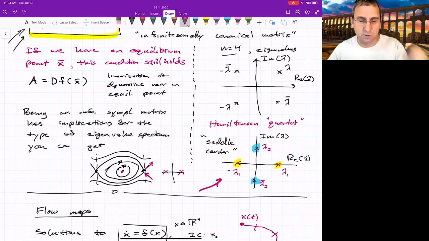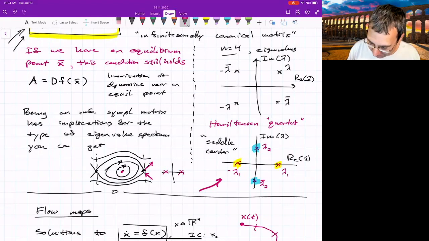If you have n equals 4, n equals 6, n equals 8, right? It's only even numbered things. And you could discuss what are all the possible types of equilibrium points. And it's a finite list when you have a Hamiltonian system.